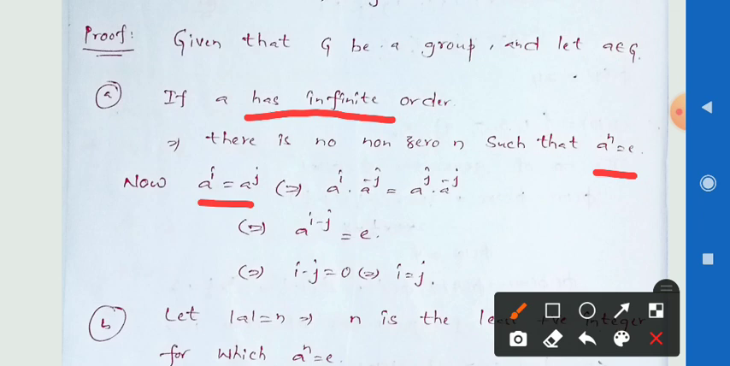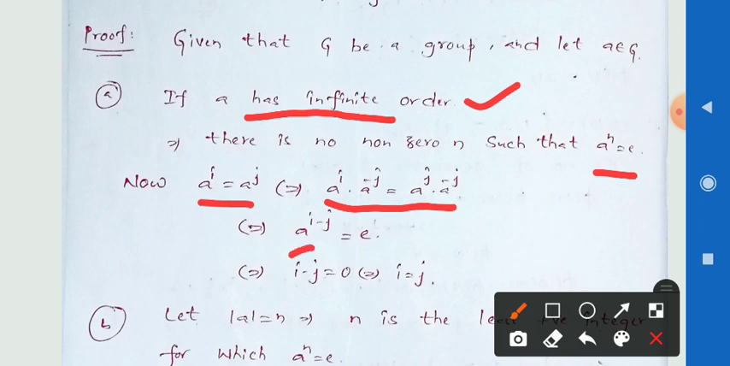Why? Because the element a in group G has infinite order. By the condition, we can say that a^i is equal to a^j. a^i = a^j if and only if... I am multiplying both sides by a to the power minus j. So a^i times a^(-j) is equal to a^j times a^(-j).